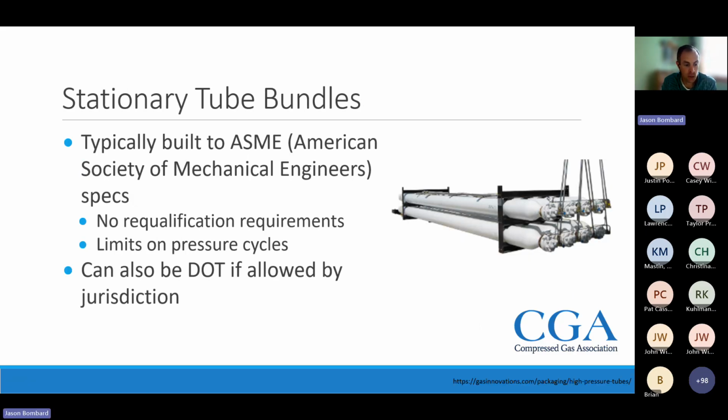Getting into how you store gases on site. For high pressure gases, this would typically be done in a stationary tube bundle. Typically, these are built to the ASME, or American Society of Mechanical Engineers, specifications. There's no requalification requirements for these, but there are limits on how many times you're allowed to cycle them in their lifetime. If the local jurisdiction will allow, DOT tubes can also be used for this purpose.